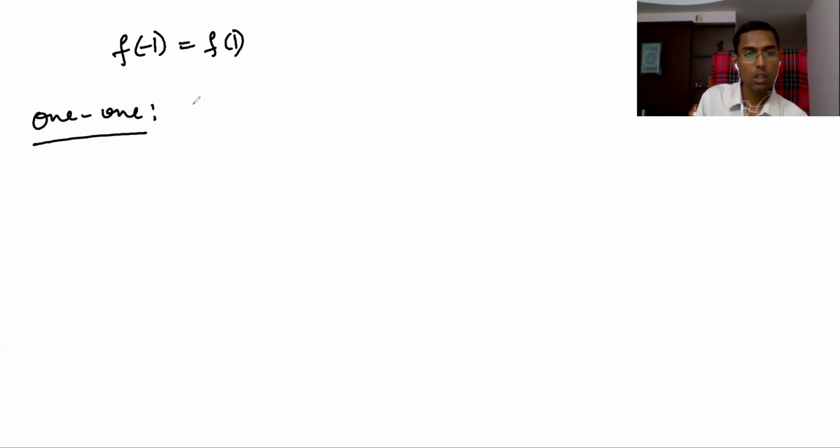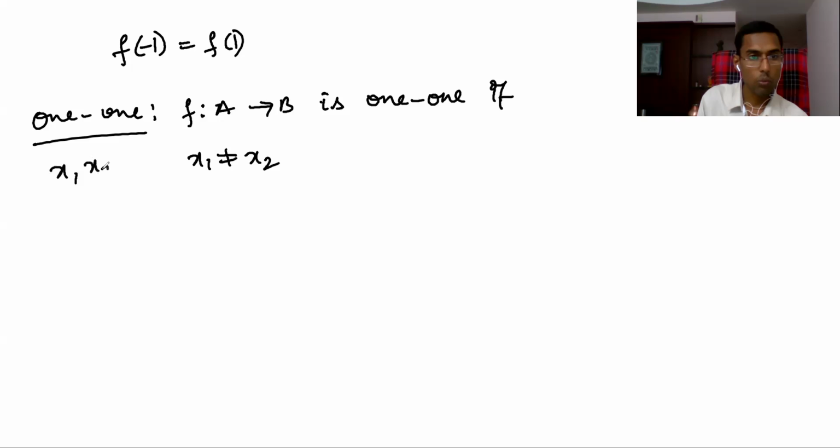You can take this conclusion as the definition of a one-to-one function. What is the definition? f maps A to B, f is a function from A to B, is one-to-one if, for x1, x2 belongs to A, such that x1 is not equal to x2 implies f of x1 is not equal to f of x2.